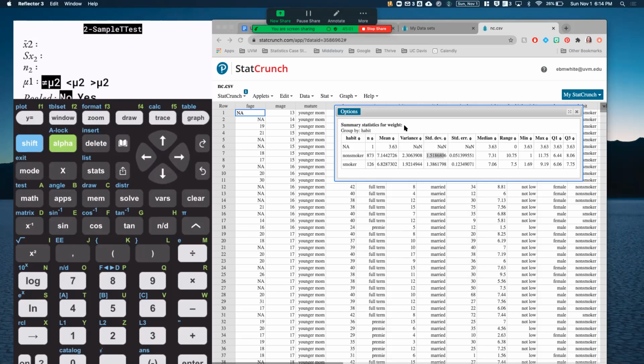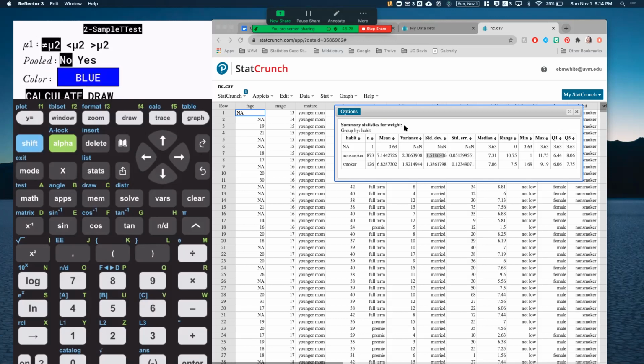The mean x2 bar was 1.92149444. The standard deviation was 1.386178. Oh, 798. The number in that group was 126.